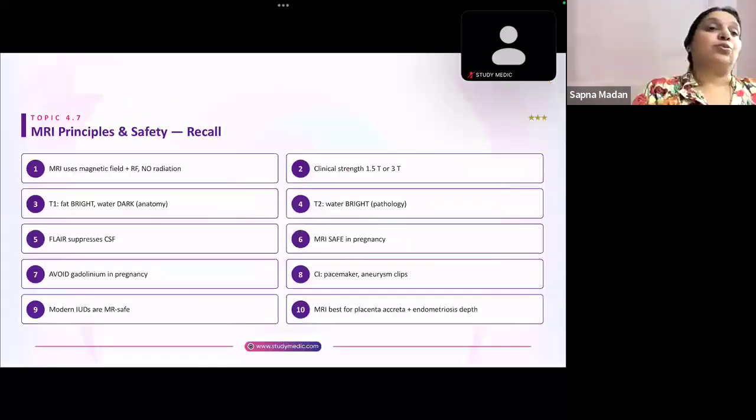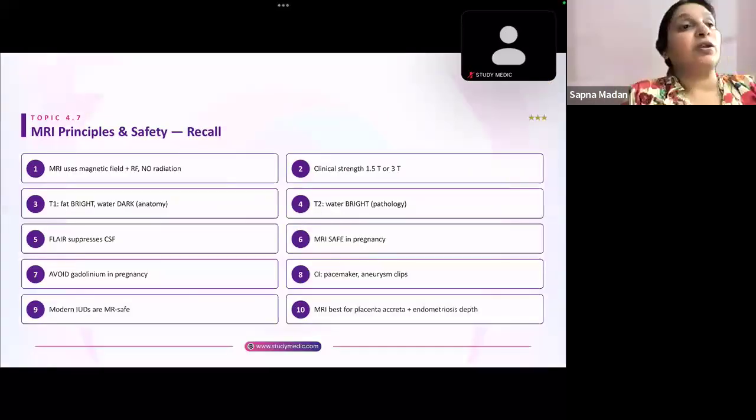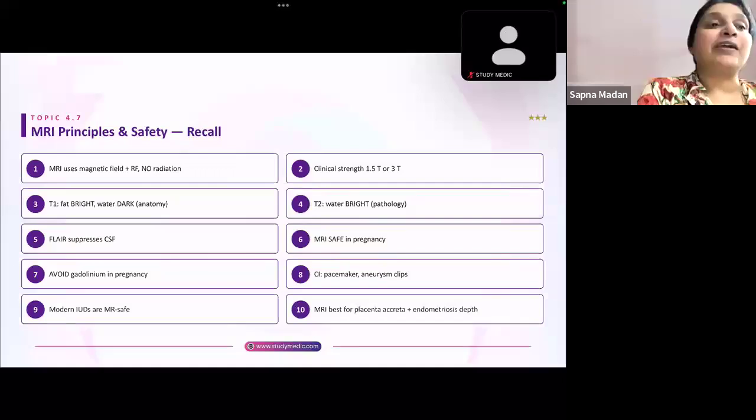So, MRI principles and safety. The recall is that MRI uses a magnetic field plus radio frequency. There is no radiation involved, so it is considered safe in pregnancy. In T1, fat is bright and water is dark; it is used for anatomy. In T2, the water is bright, and it is used to study the pathology in a particular area.